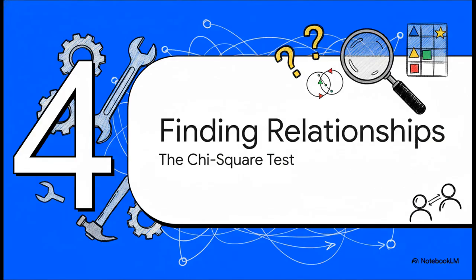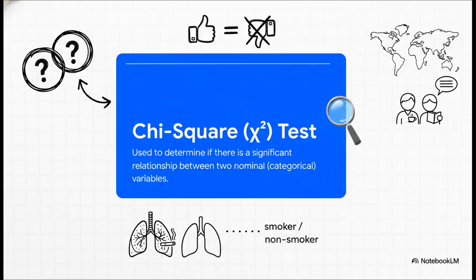Okay, let's put the t-test back in the box and pull out a totally different tool. What if our mystery isn't about averages? What if our clues are categories, not numbers? Like yes or no. For that, we need the chi-square test. So, the chi-square test is designed for one thing: to see if two categorical variables are related. Are they independent, or is there some kind of connection between them?